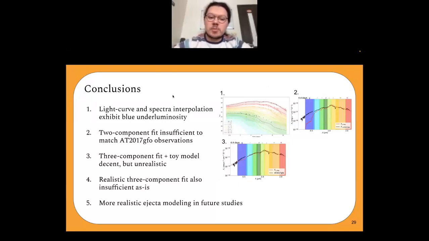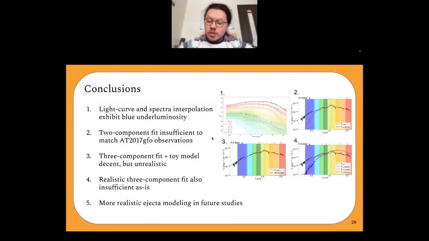We tried to remedy this by using an unrealistic toy model to create a third radioactive heating source component. It was unrealistic because we simply added it post facto to our 2-component spectra. But we started with that just to see whether it would lead us in the right direction. And it did at about 4 days, but we saw that at 7 days, it started to fall apart. So we knew that we needed to have a realistic implementation of the same approach in our radiative transfer simulations.